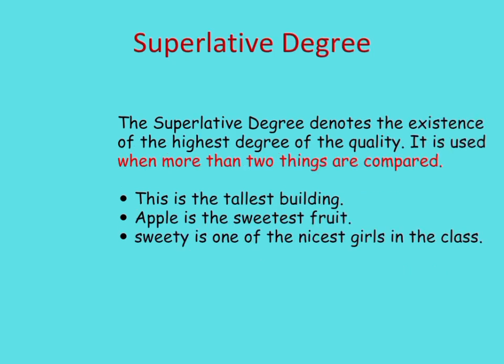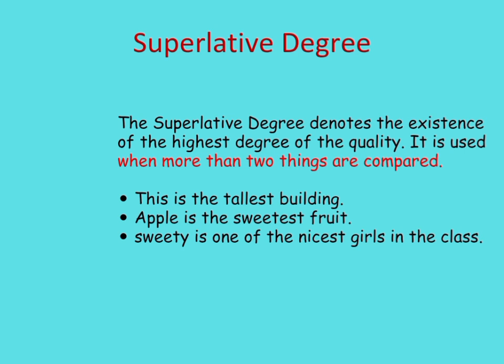Now, superlative degree. The superlative degree denotes the existence of the highest degree of the quality. It is used when more than two things are compared. For example, this is the tallest building. Here, this building is compared to all other buildings. So, among all buildings, this is the tallest building.